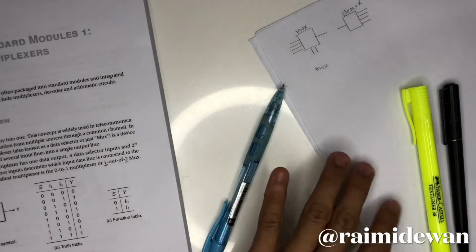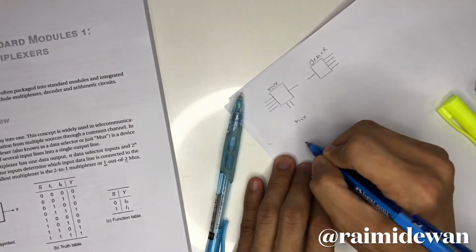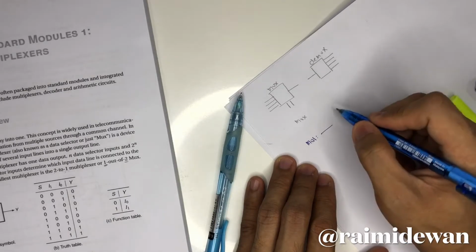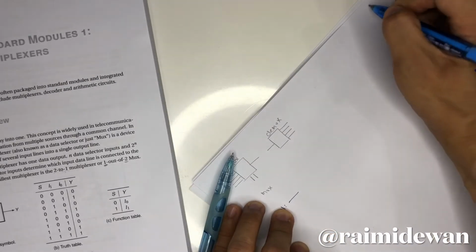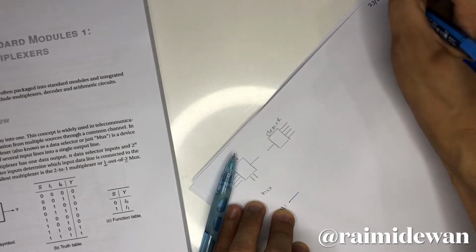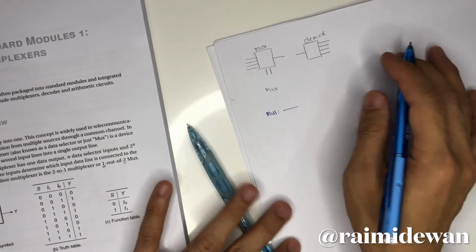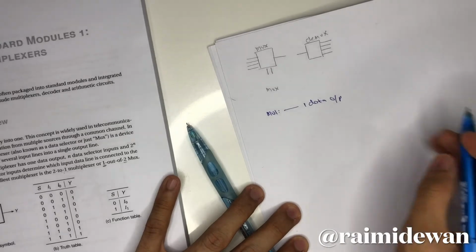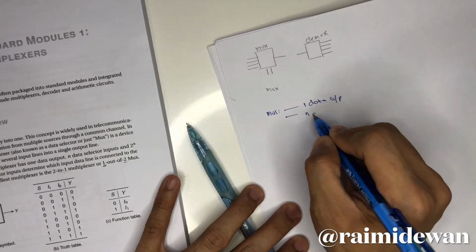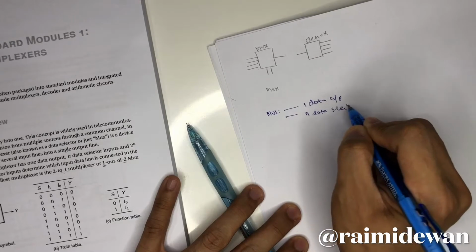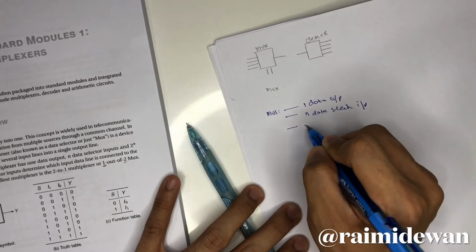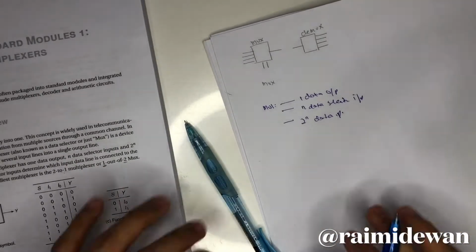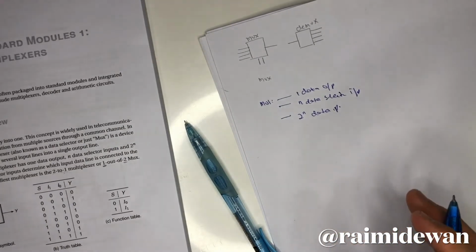Let me go through it first. For a multiplexer, in general, it has one data output, it has n data selector inputs, and it has 2^n data inputs. So what does this mean? Now we go to the simplest one, which is the 2-to-1 multiplexer.